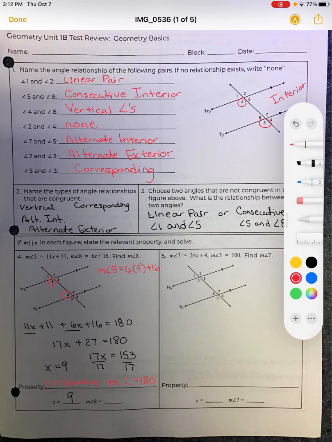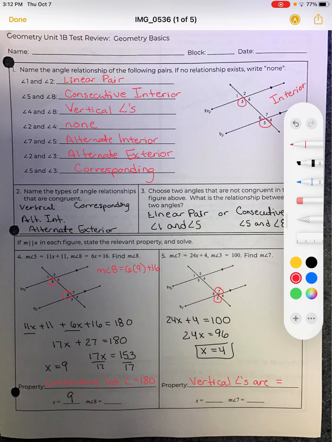Alright, let's work out number 5 together. Number 5, we have angle 7 and angle 3. These angles are called vertical angles. And vertical angles are congruent. So we're going to set these two things equal to each other. 24x plus 4 equals 100. We would subtract the 4 to the other side, so 24x equals 96. Divide by 24, we get x equals 4.